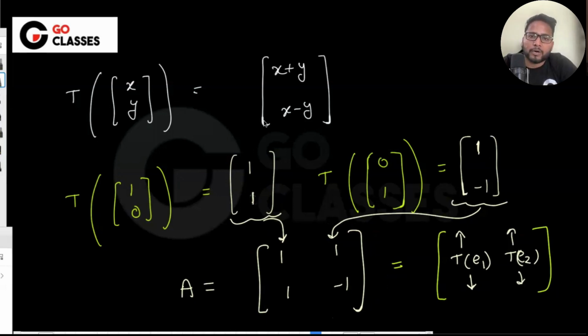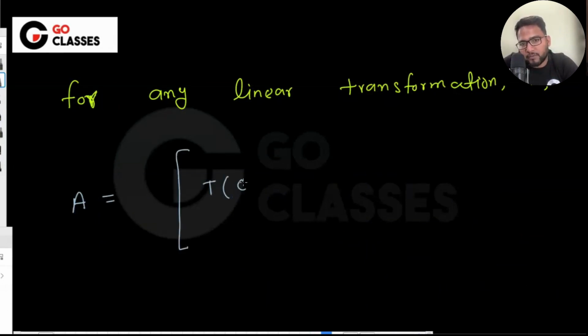Okay. So what I'm trying to say is that in general, for any linear transformation, let's suppose T, if you want to find out the matrix, then what is that matrix? It is T of E1, where E1 is the first basis vector, then T of E2, where E2 is the second basis vector. And if there are multiple basis vectors, you can write them. Is this okay?